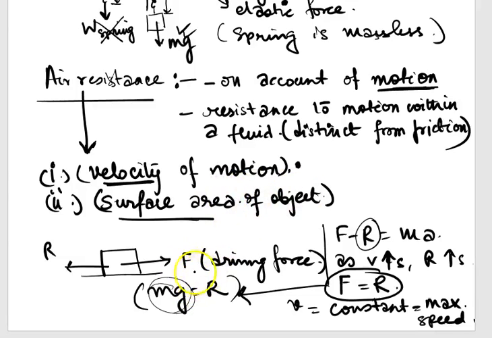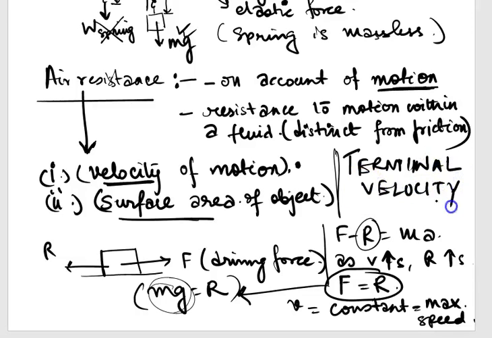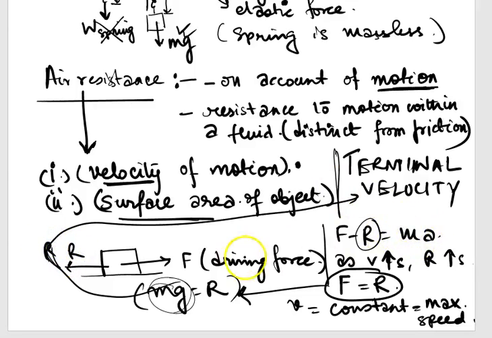So this constant velocity that you're looking at over here when R equals mg is called the terminal velocity. All right. So mg equals R means constant velocity, right? Newton's first law. I guess everyone got that.